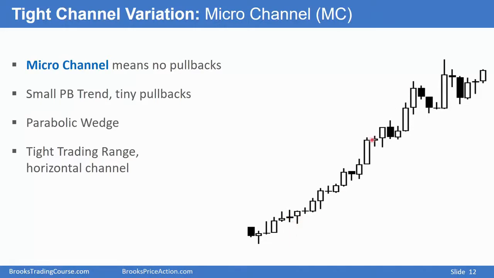Small pullback bull trend. This is a small pullback bull trend. The pullbacks are all small. 1 bar, very tiny pullbacks. This entire trend is a small pullback bull trend. That is a type of tight bull channel.